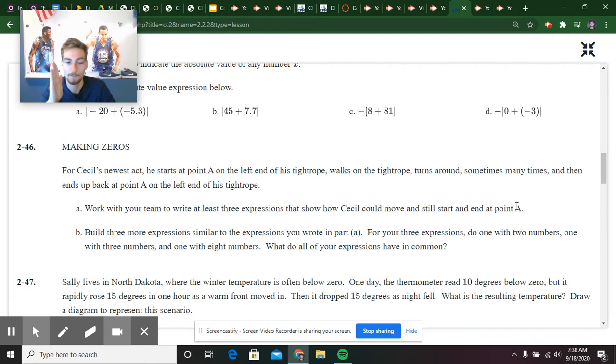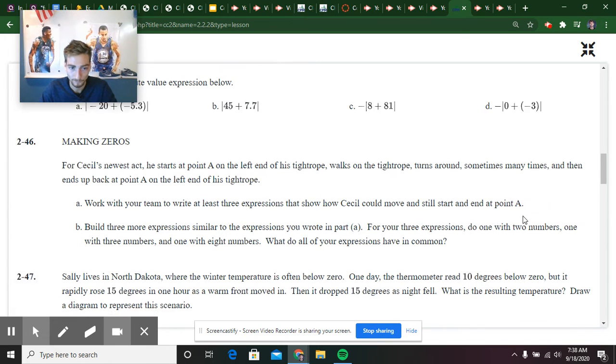So in other words, let's say I move 5 feet forward. Well, how would I get back to point A? Well, I have to move 5 feet backwards, right? Move 7 feet forward, I have to move 7 feet backwards. And you can be creative with your expressions.